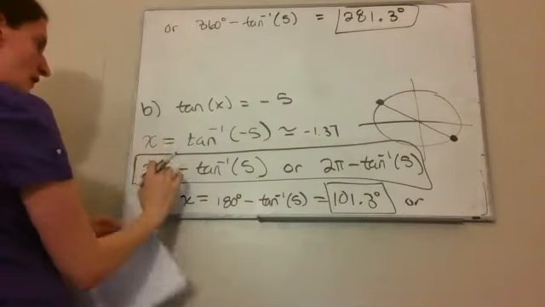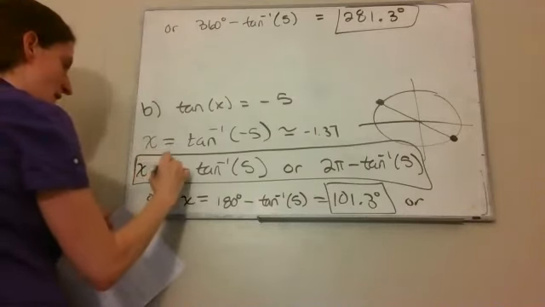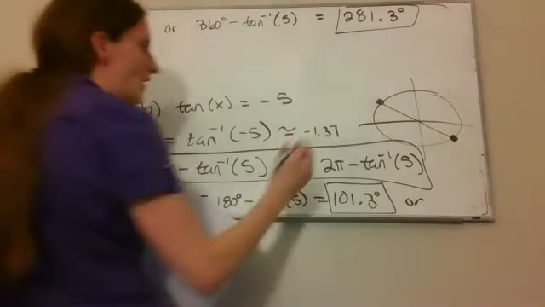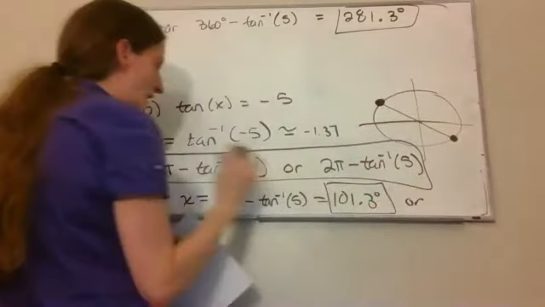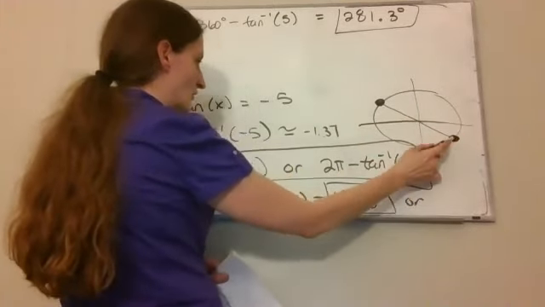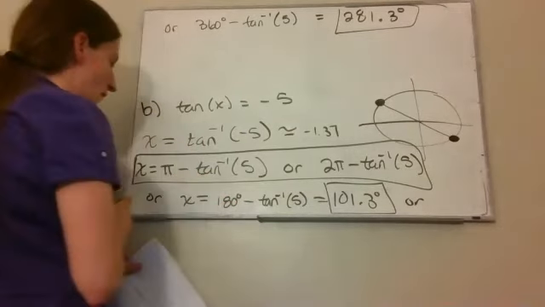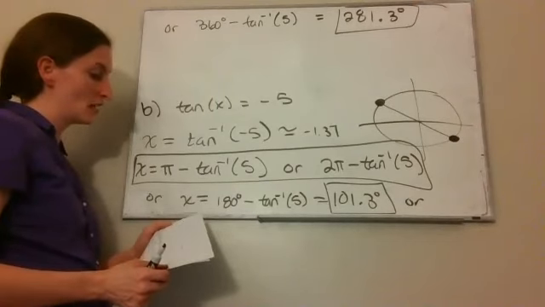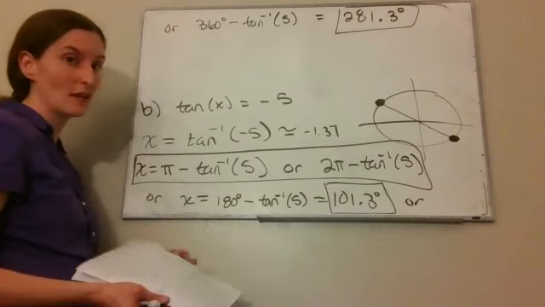On this first one, I should have pi minus my tangent inverse of 5. That is this angle here, because my tangent inverse of negative 5 was down here, and then I have to use my odd property of tangents and shift my result. So I have pi minus tangent inverse of 5 and 2 pi minus tangent inverse of 5 to get it in the proper places based on my unit circle.